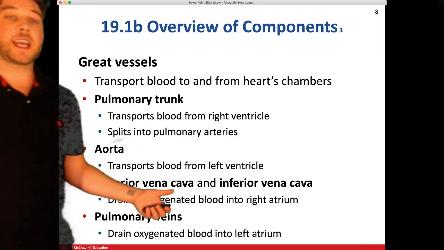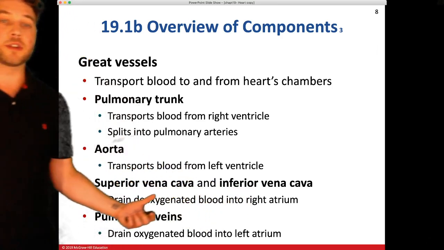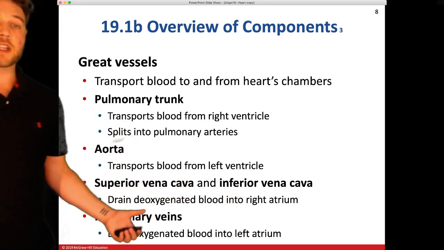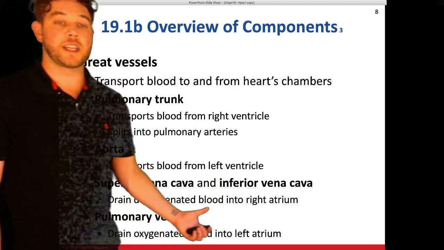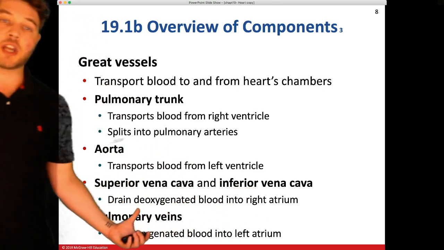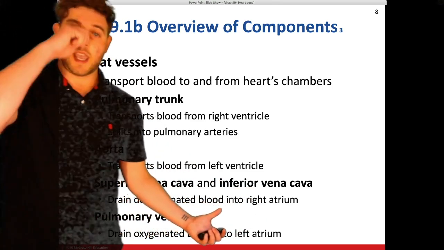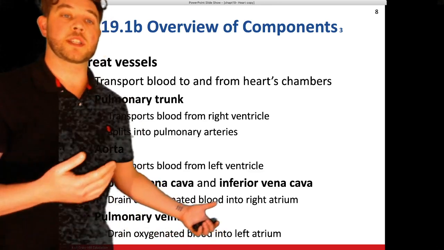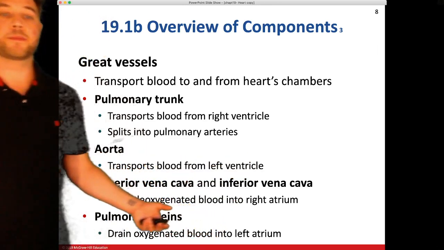Your superior vena cava and inferior vena cava, these are your veins returning directly into the heart. They're draining deoxygenated blood into the right atrium. So it's deoxygenated blood, so you know it's going to the right side, and it's coming into the heart, so you know that it's going to be an atria, because it's going to be a superior chamber.